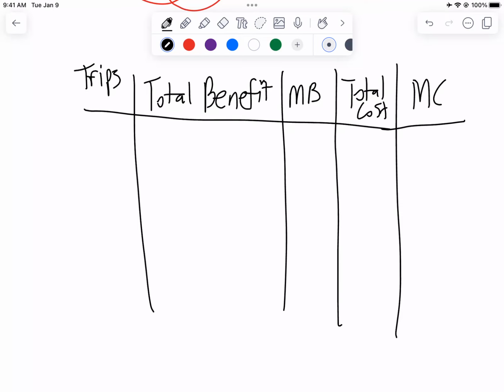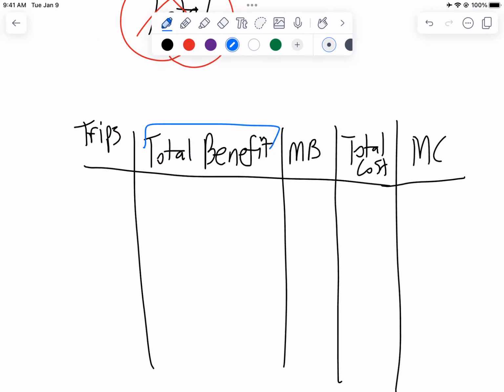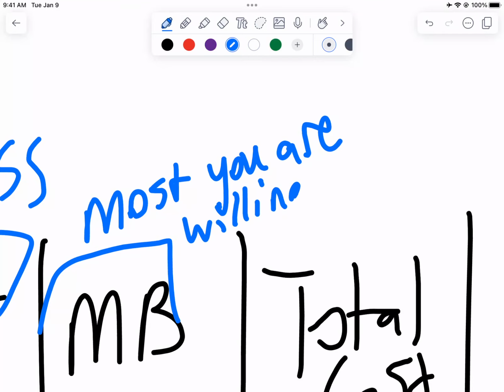All right. So when we're talking about total benefit, this is just how much happier you're getting. So this is your total happiness. And then this one right here, the marginal benefit, is that change in your happiness. It's how much happier are you going to get with this next trip to the buffet. Now, another way to think about this is the most you are willing to pay.